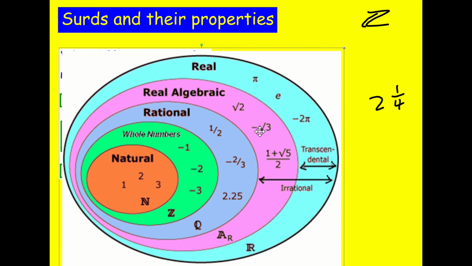There are some that are called real algebraic. Don't get too hung up on this. That is numbers that are the solution to polynomial equations. So x squared equals 2 has the solution x equals root 2, or minus root 2 actually. X squared equals 3 has the solution x equals root 3 or minus root 3. And even things like x cubed equals 3. The cube root of 3 would also be a real algebraic number.